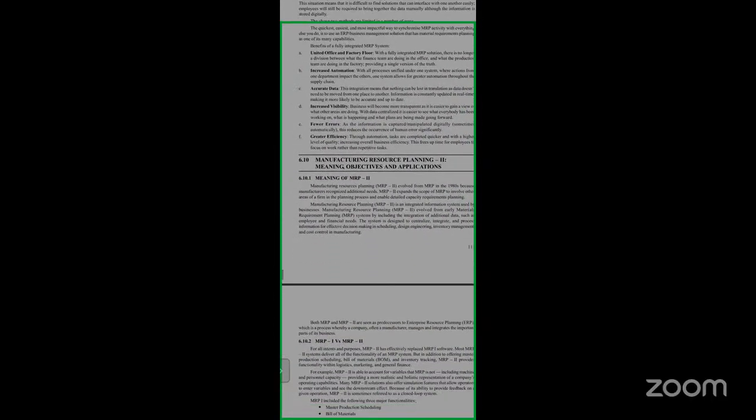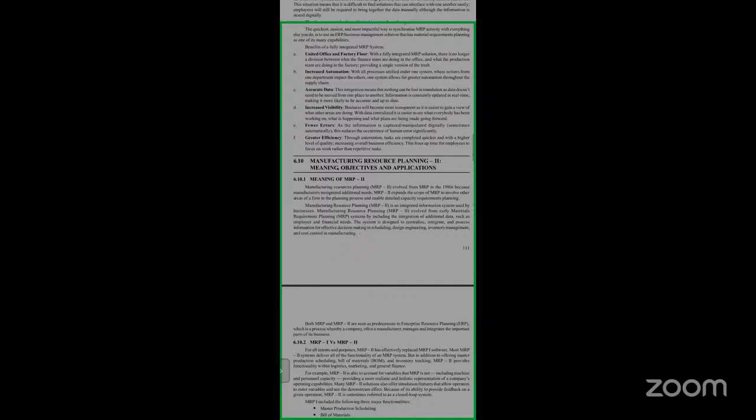Next, that was about material requirement planning. Now comes manufacturing resource planning, that is MRP II. This evolved in the 1980s because manufacturers recognized additional needs. So MRP II expands the scope of MRP to involve other areas of a firm in the planning process and enables detailed capacity requirements planning.